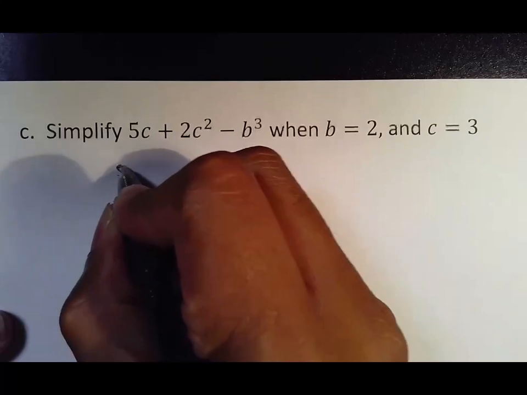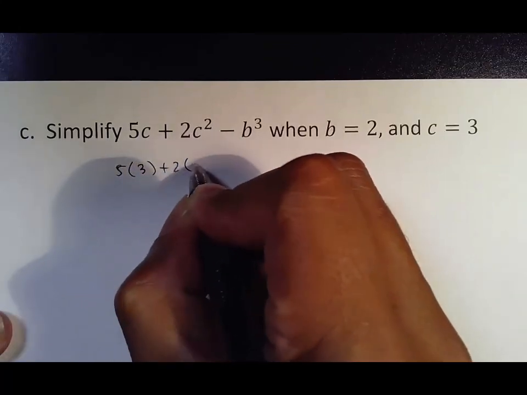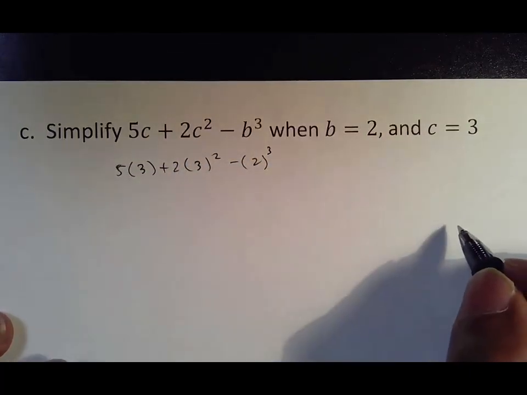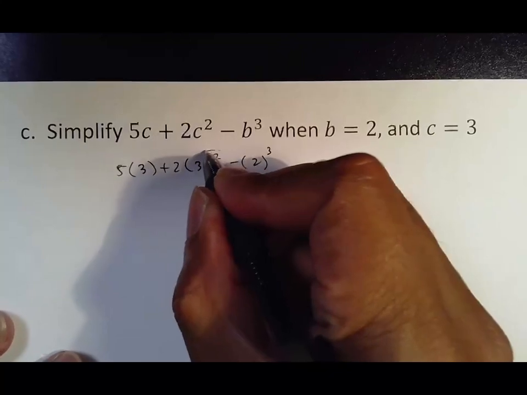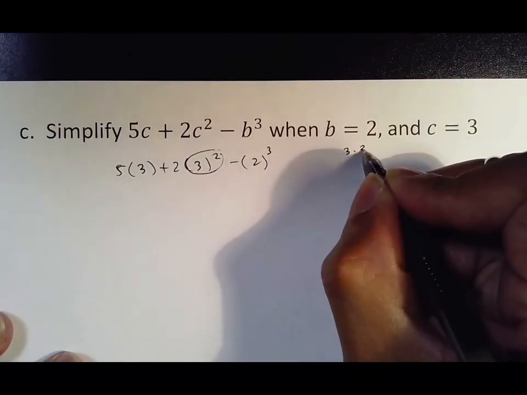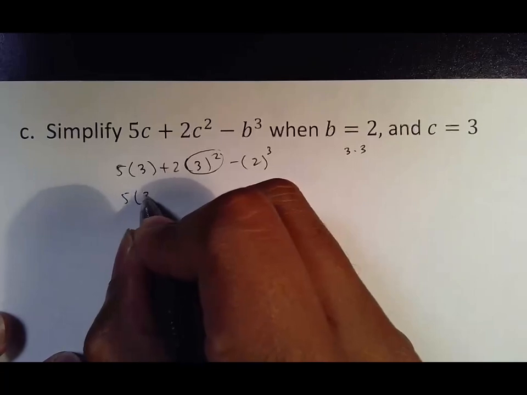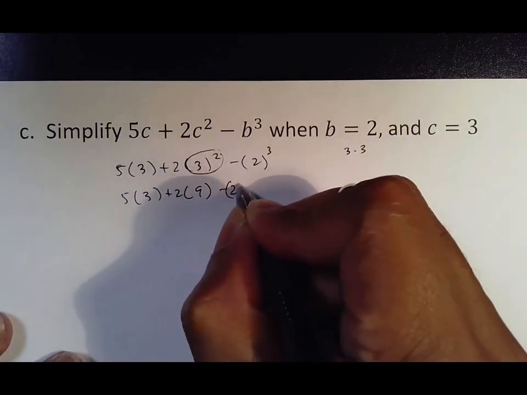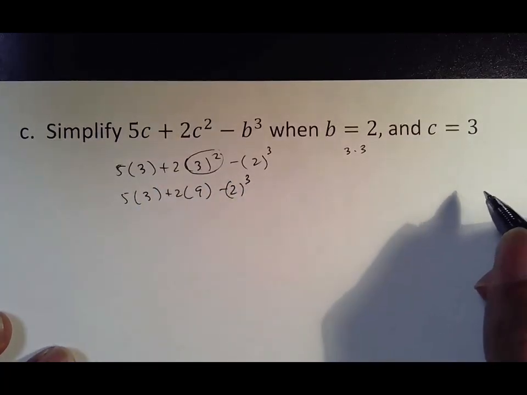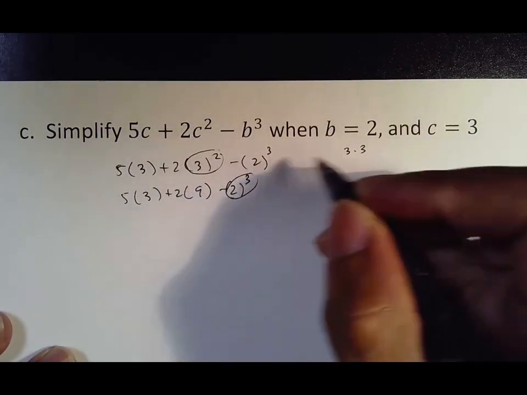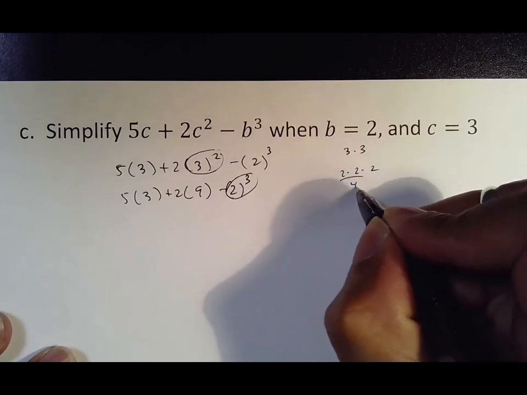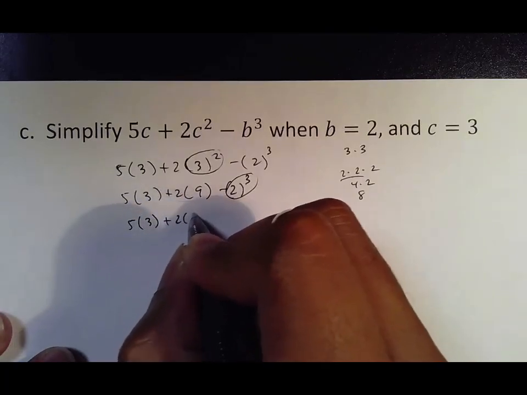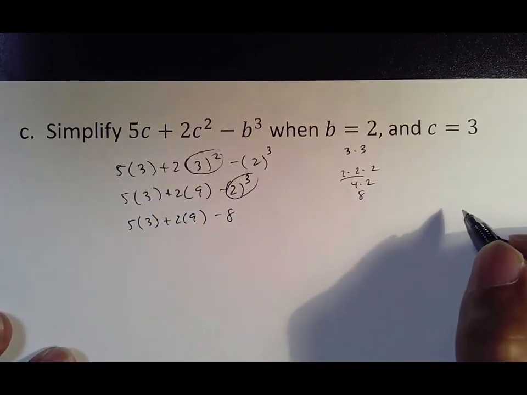First thing we want to do is substitute. So 5 parentheses 3 plus 2 parentheses 3 squared minus 2 to the 3rd. Nothing but exponents, so we have to get rid of these exponents. 3 squared is 3 times 3, which is 9. So 5 parentheses 3 plus 2, that turns into 9. And then the rest of it gets copied. We have another exponent here, 2 to the 3rd. And again, if you haven't learned that 2 to the 3rd is 8, there's your proof. So 5 parentheses 3, 2 parentheses 9, and 8.